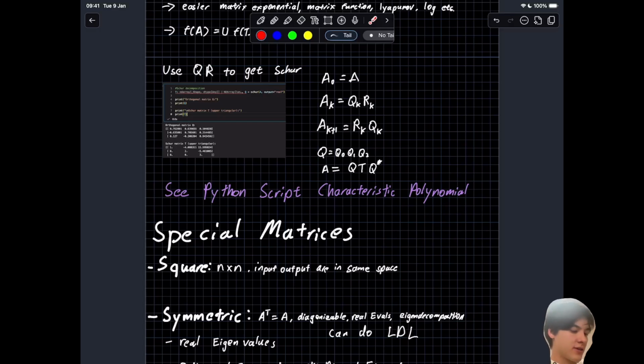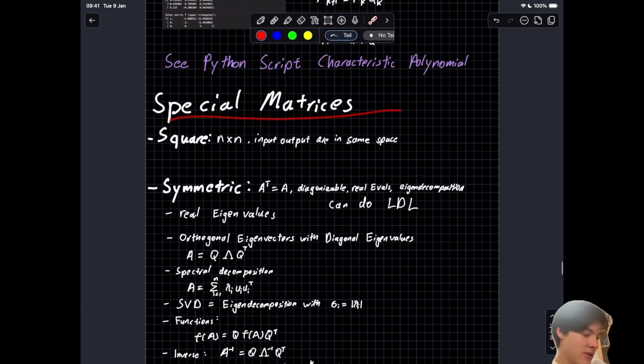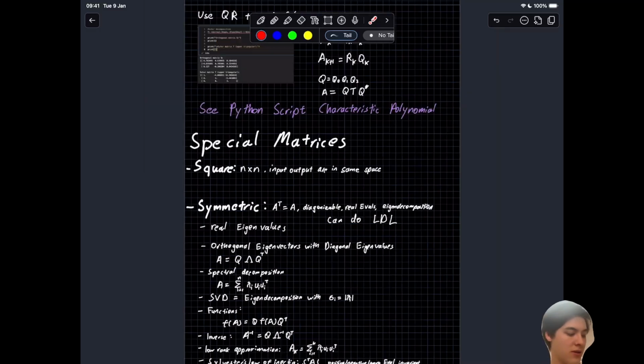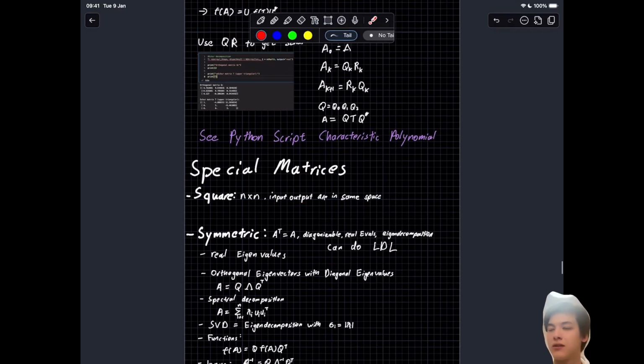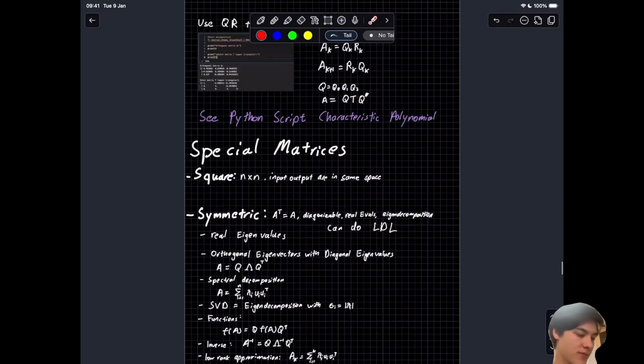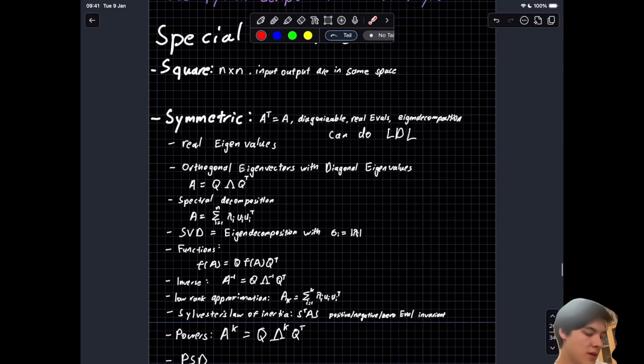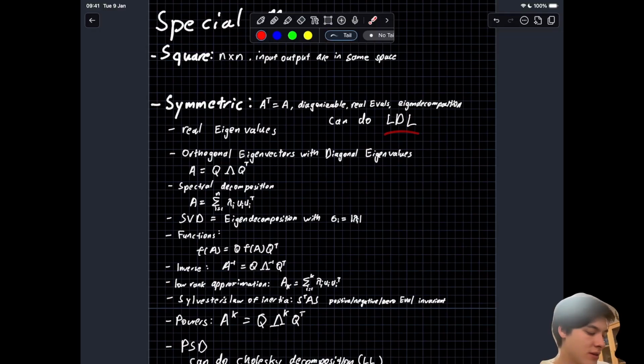So now let's look at some special matrices. Start out with a square matrix. It's n times n. The input and output are in the same space. So we can do the first few decompositions, the LU decomposition, which is fast. Let's say we have a symmetric matrix. That means A transpose equals A. That means it's diagonalizable. It has real eigenvalues. So we can do eigendecomposition. We can do LL, Cholesky, LDL. Oh, LL only if it's positive definite, but we can do LDL.